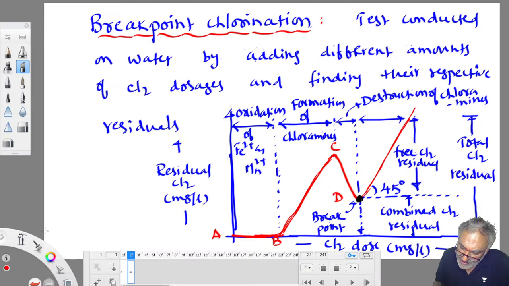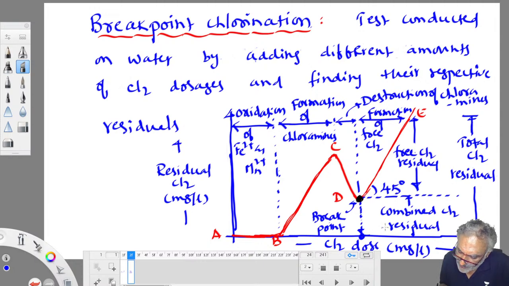Formation of free chlorine, that is. This is E. So free chlorine is forming in water. The point from which the curve rises at 45 degrees is called the break point. The dose at the break point is called the break point chlorine dose.